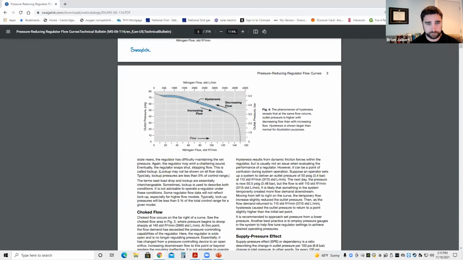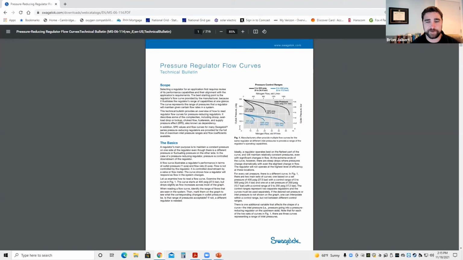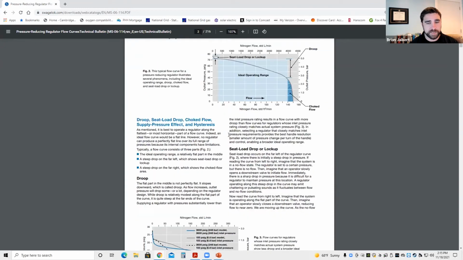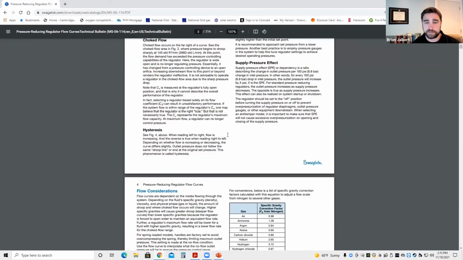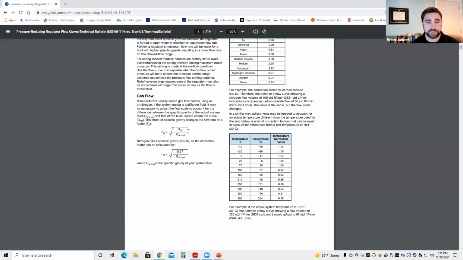There we go. So the first few pages are really just some technical information about regulators. It's really a summary of our first Tech Talk. It talks about droop, supply pressure effects, lockup, all those things. It also has correction factors for different types of gases and how to calculate those if you've got your own specific gas. It's also got the correction factors for temperature.